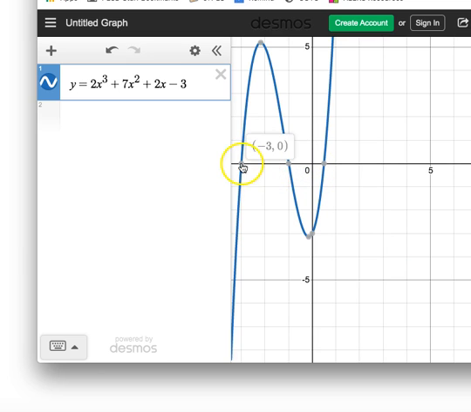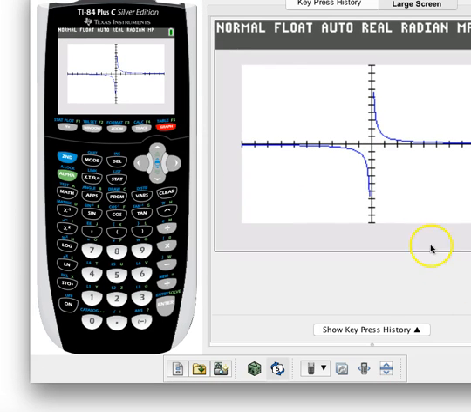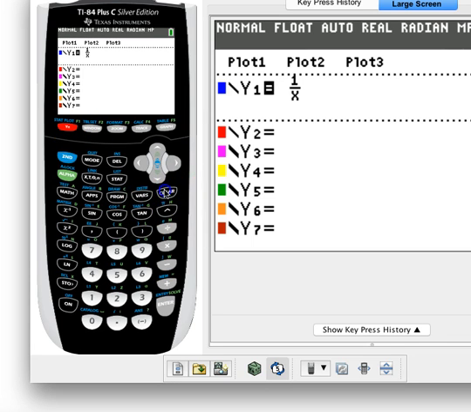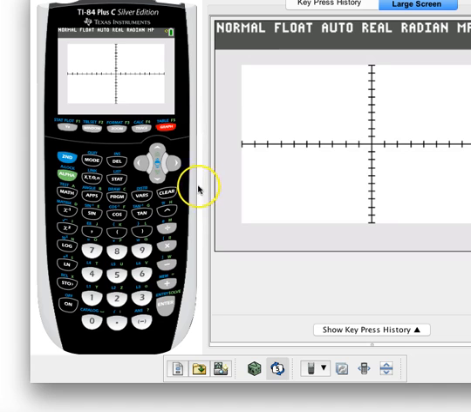It does not matter. And if you're using a handheld graphing calculator, let me just show you that real quick as well. Let's go back and graph this. If I do the same equation, 2x cubed plus 7x squared plus 2x minus 3, and I graph it, you can kind of tell when the graph comes up that it looks about the same, like maybe -3, -1.